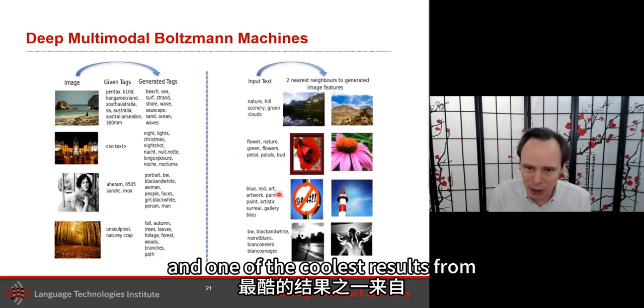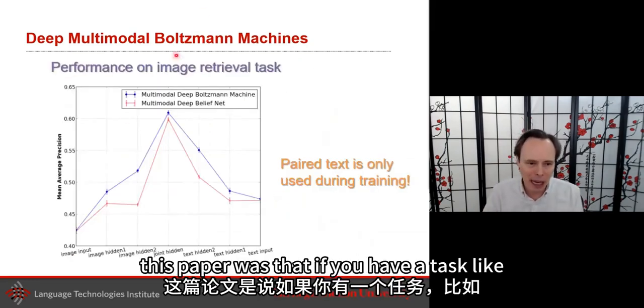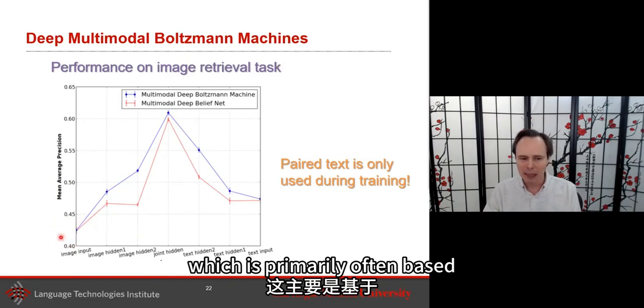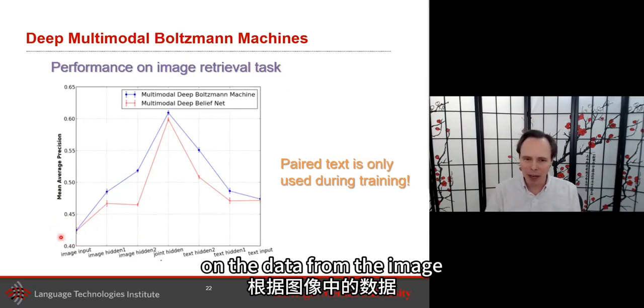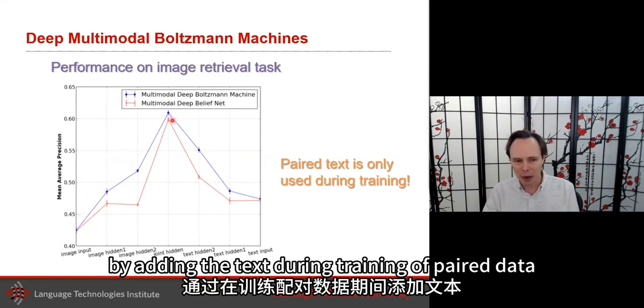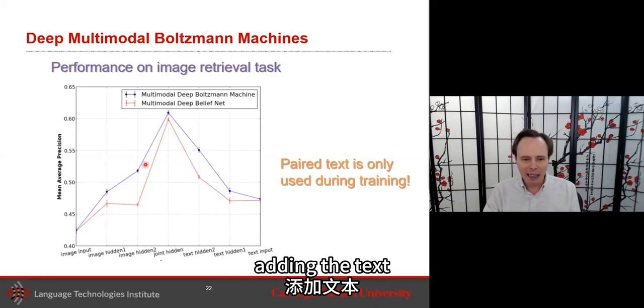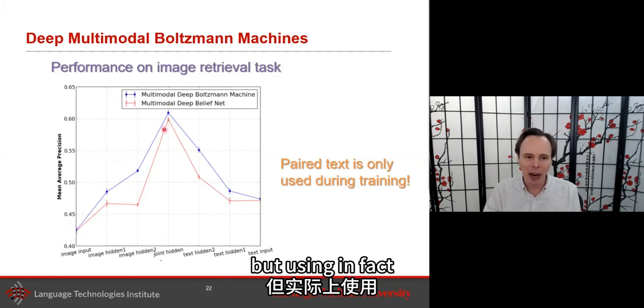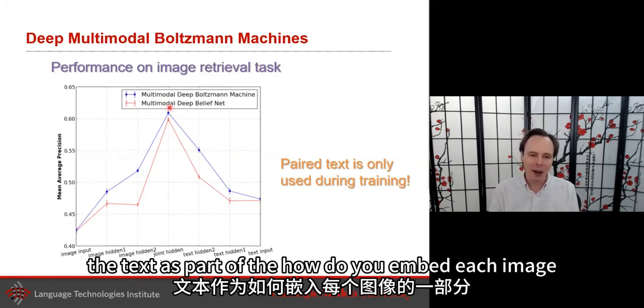And one of the coolest results from this paper was that if you have a task like image retrieval, which is often based primarily on the data from the image, what was really cool here is that by adding the text during training of paired data, you're not just taking the image representation, but using the text as part of how you embed each image.